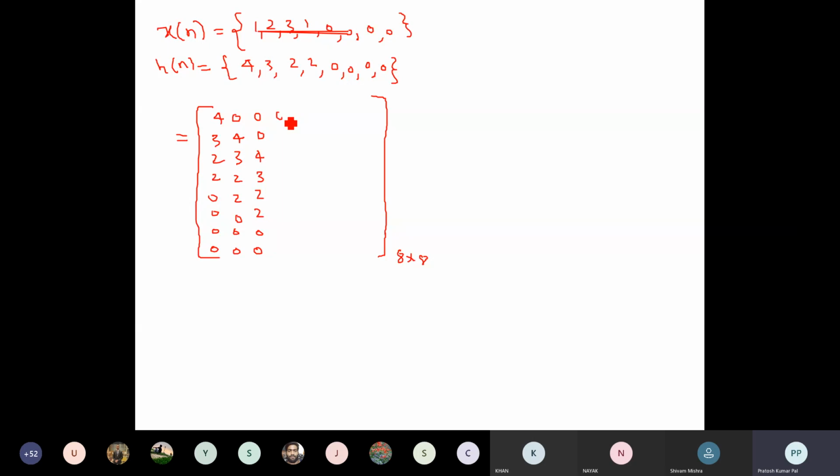Again this 0 comes at the top, this 0 and this 0, 4, this is 3, this is 2, this is 2, and again this 0, and this 0 will come at the top, then 0 0 0, then this 4, 3, 2 and 2. Then these 2 come at the top, then 0, 0, 0, 0, then this 4, this 3 and this 2.